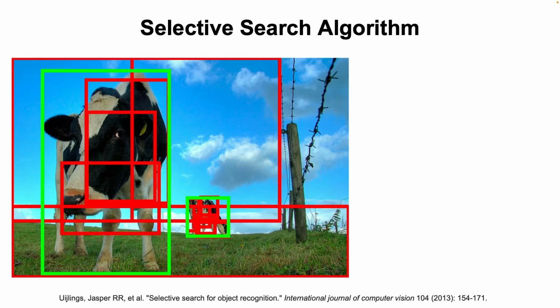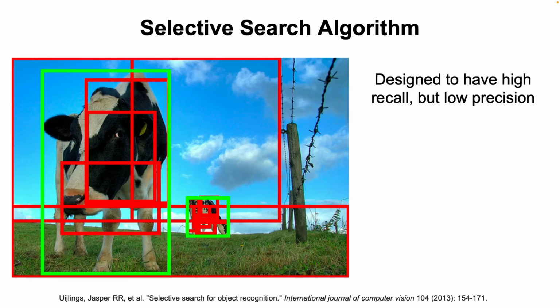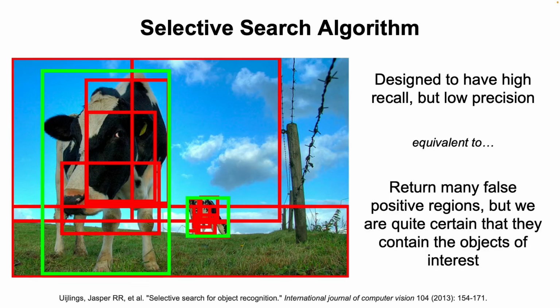The selective search algorithm is designed in such a way to have a high recall but a low precision, meaning that out of the possible regions it selects, many of them would be false positives that we don't really care about since they will most likely be rejected by the classifier. But on the other hand, it will barely miss a region that contains an object of interest to us. So, how does it work?